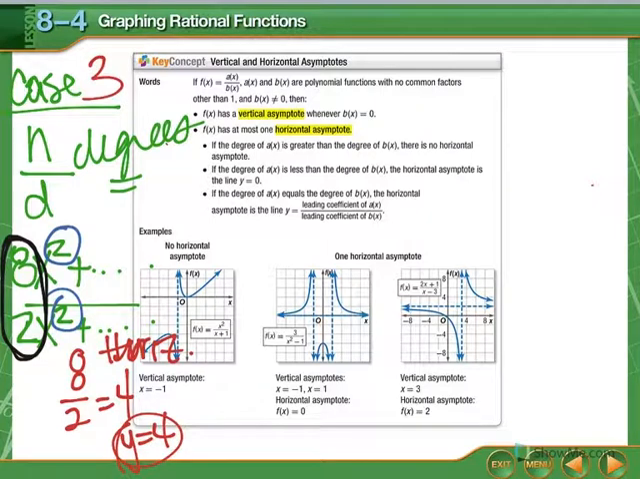One where the numerator's degree is bigger, one where the denominator's is bigger, and one where the degrees are the same. If you take a look at these pictures, here we only have one vertical asymptote, here we have 2 vertical asymptotes, and here we just have 1. So these are all different rational functions that you're going to learn how to graph in this video.